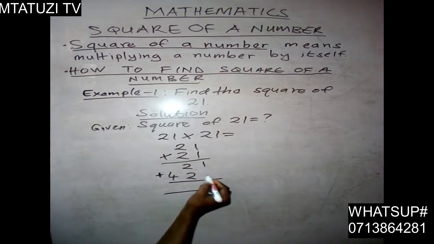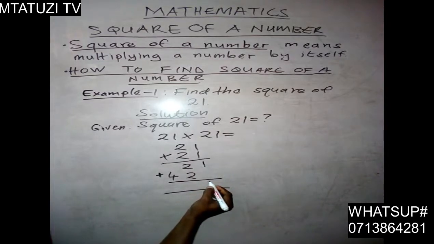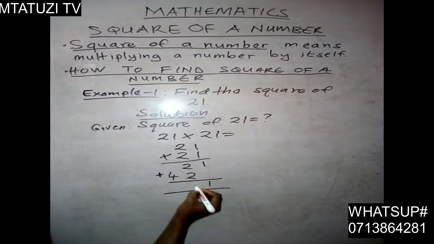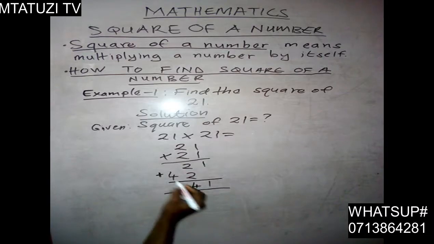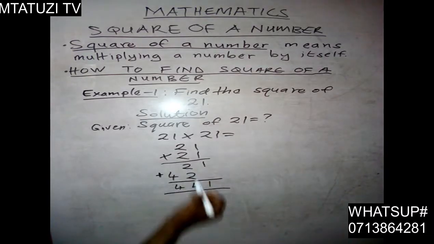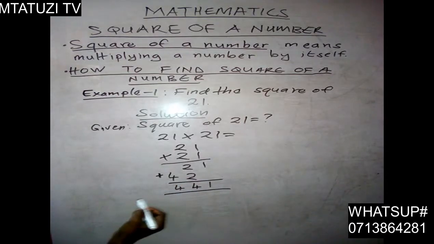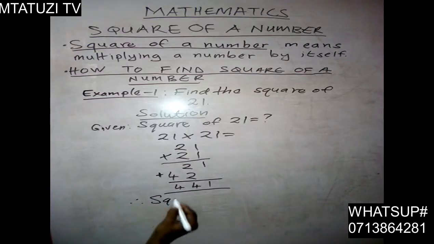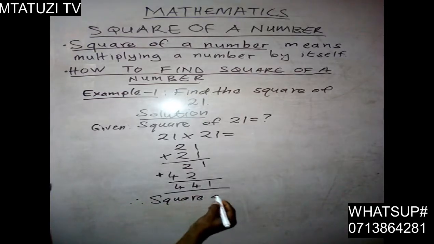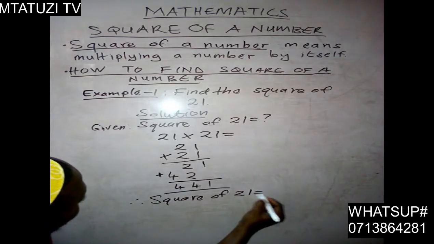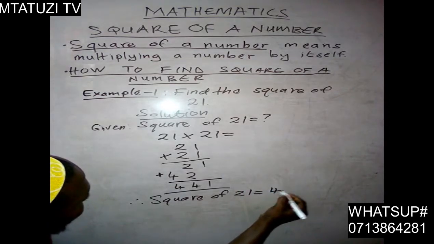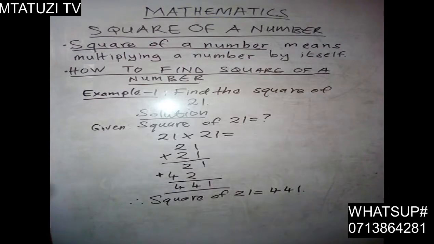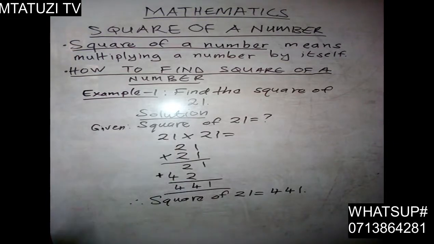Here there is 0. 1 plus 0, you get 1. 2 plus 2, you get 4. 4 plus 0, you get 4. So therefore, the square of 21 is equal to 441. You have already finished. That is for example number 1.